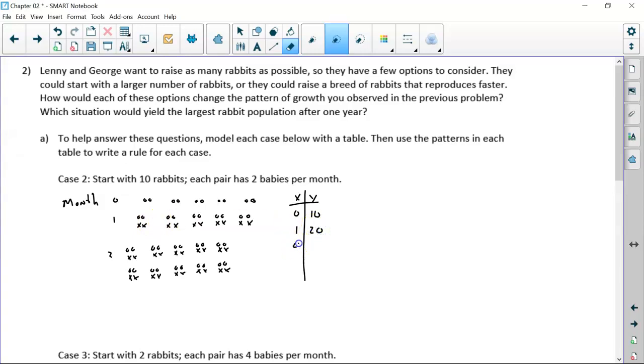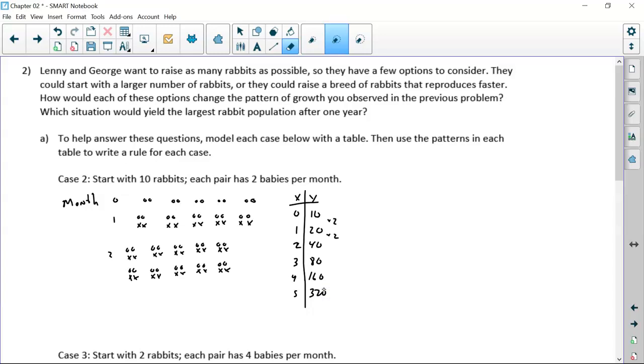In month 2, we had 40 rabbits. Now you can see we're multiplying by 2 each time again. And that's the number of rabbits that each one of these are having. So then in month 3, we would have 80 rabbits. In month 4, there would be 160 rabbits. In month 5, there's going to be 320 rabbits. It's going to just keep going and going and going.